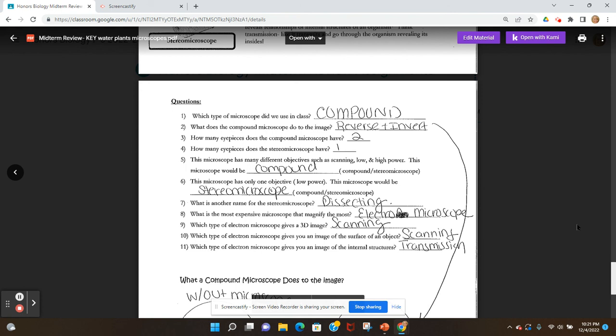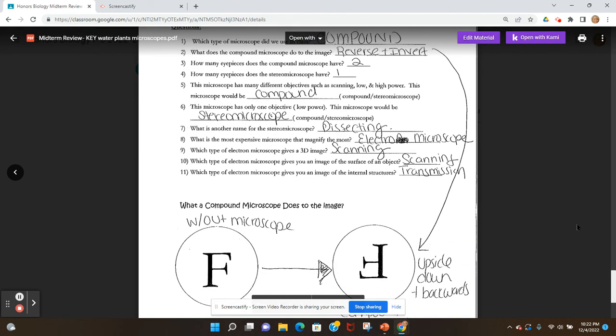This microscope has only one objective, low power. This microscope would be stereo microscope, compound or stereo microscope? What is it? It is a stereo microscope. This is the answer to number 6. What's another name for a stereo microscope? Dissecting. What's the most expensive microscope that magnifies the most?